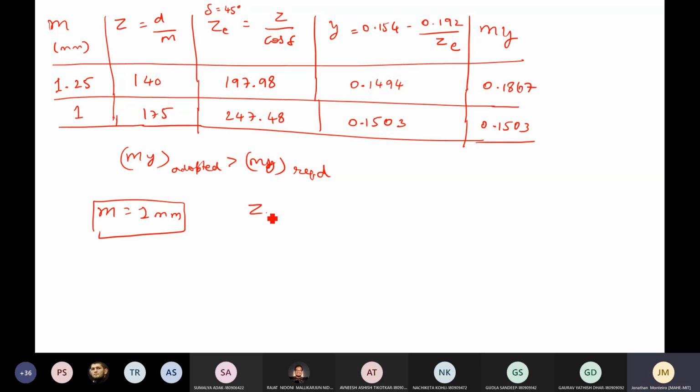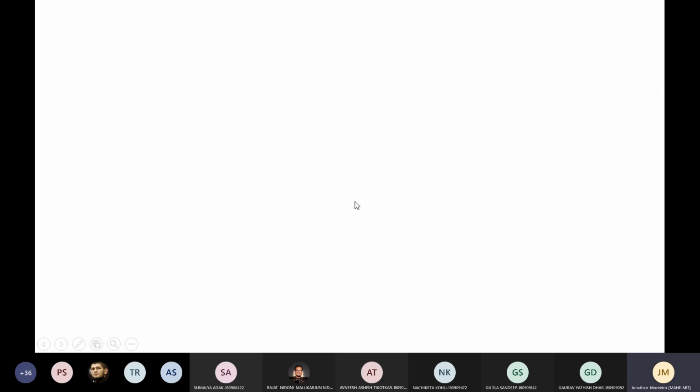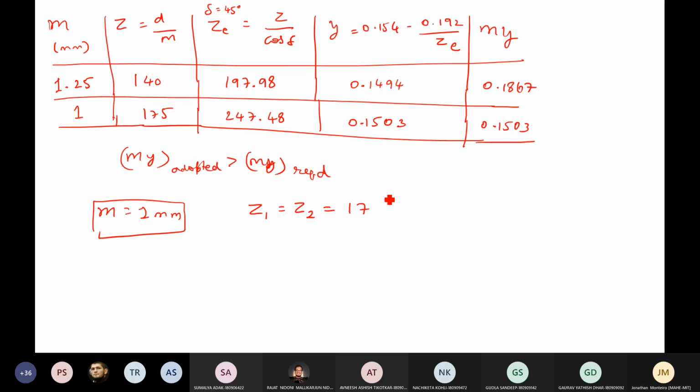And Z1 equal to Z2, both the same, equal to 175 teeth.